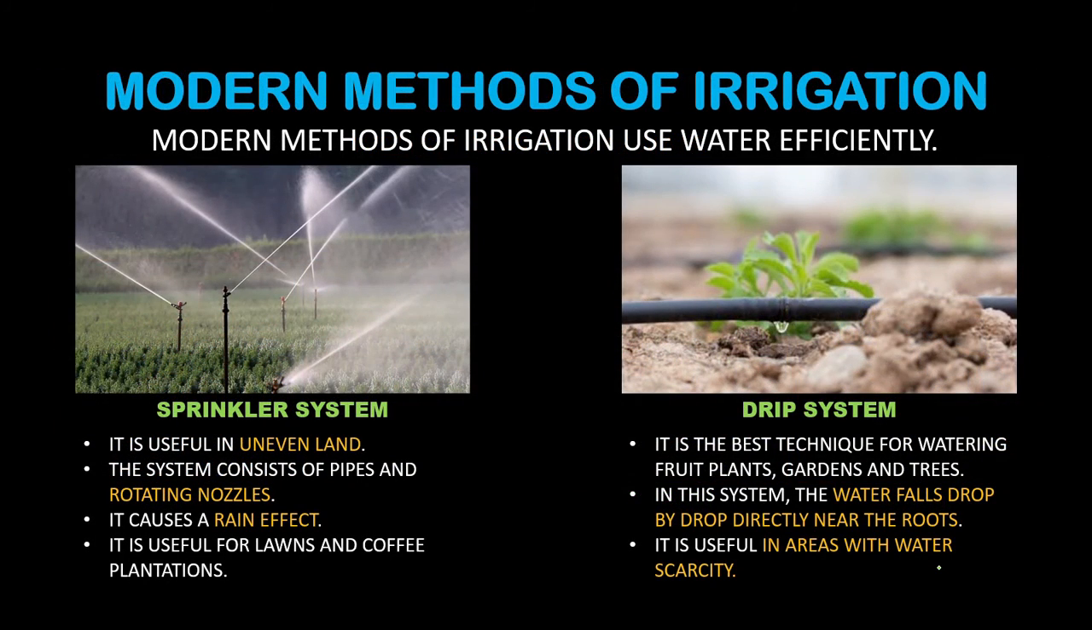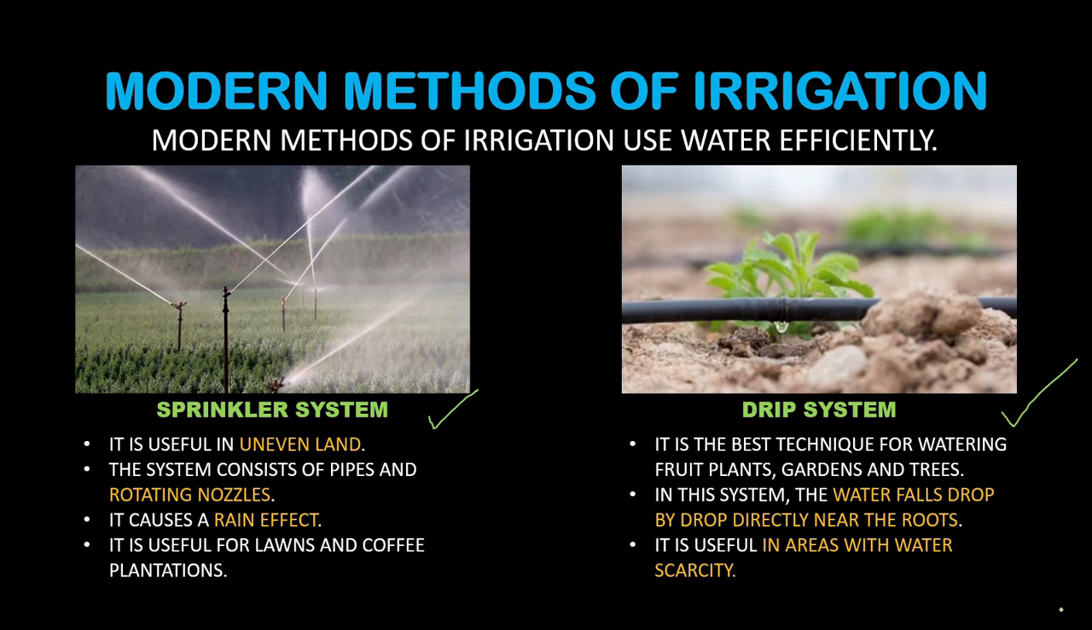Now you can see in this slide two modern methods of irrigation are given: the sprinkler system and the drip system. Sprinkler system is useful in uneven land. The system consists of pipes and rotating nozzles, and it causes a rain effect. It is useful for lawns and coffee plantations. Drip system is the best technique for watering fruit plants, gardens and trees. In this system, the water falls drop by drop directly near the roots. It is useful in areas with high water scarcity.